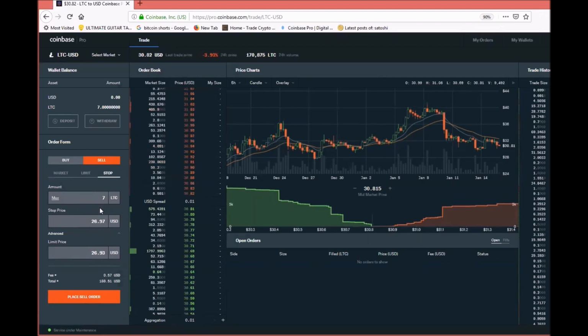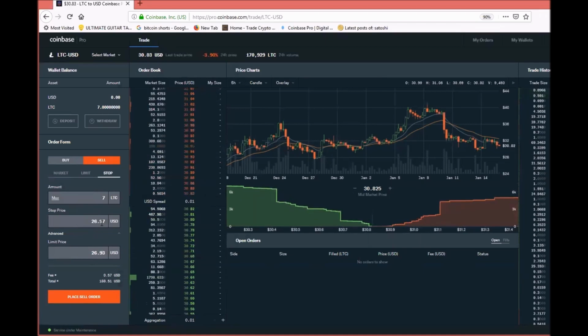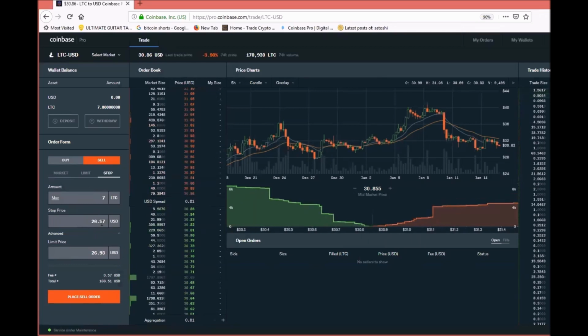So, for example, let's say the price drops to $26.97, but there's only 2 Litecoins on the buy side of the order book, between $26.93 and $26.97. Well, my 2 Litecoins will be sold, and then the other 5 that are left over will remain until price enters back into that region. So this is a way for you to really be surgically precise in setting your orders.